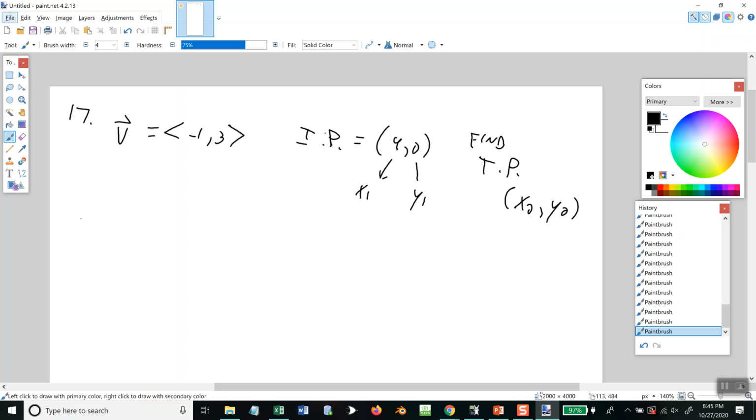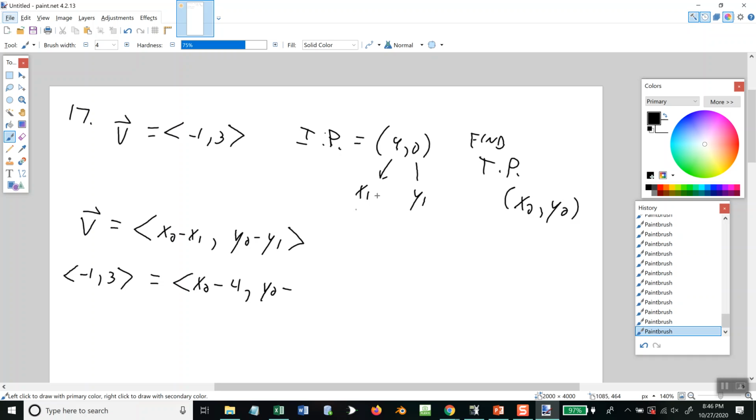Now our vector is going to equal x2 minus x1, y2 minus y1. And that's just from the definition of the component form I gave you earlier. If we plug in these items, on this side I plug in -1, 3 for my vector. On this side, I don't know x2 minus x1, we said is 4. I don't know y2 minus y1, we said was 2.